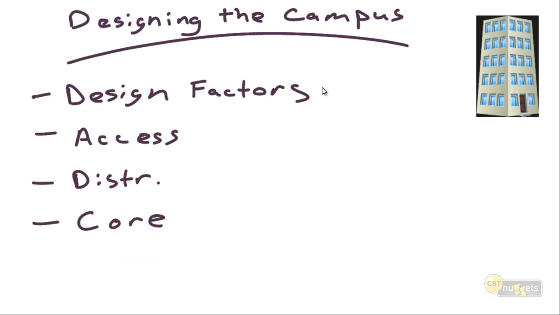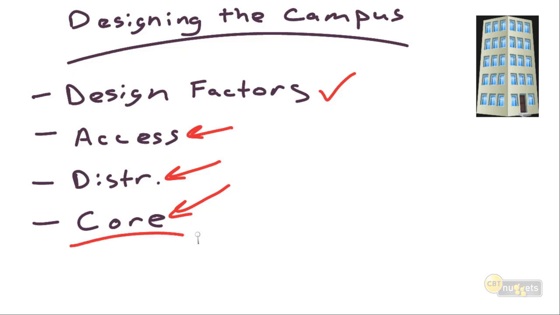So in this CBT Nugget, we talked about some overall design factors that would be important when designing the enterprise campus. Factors that centered around the particular network application characteristics we have, particular infrastructure device characteristics, and also environmental characteristics like overall geography. Then we launched into a discussion of the access layer design components, the distribution layer design components, and the core layer design components.